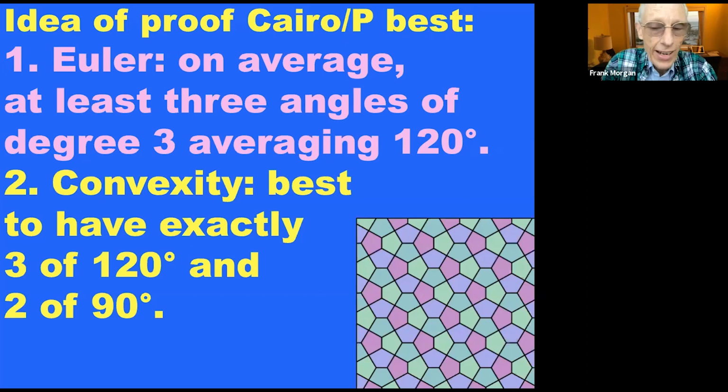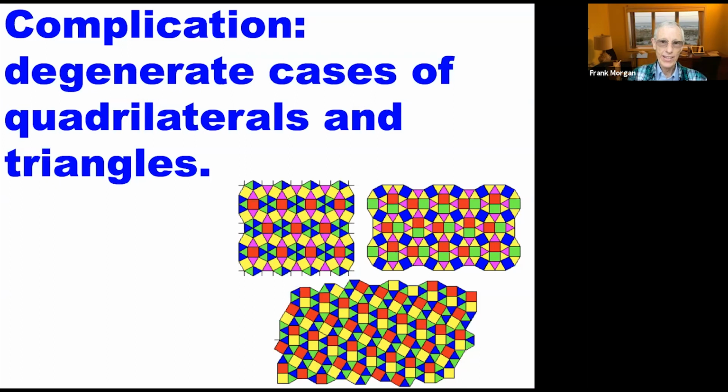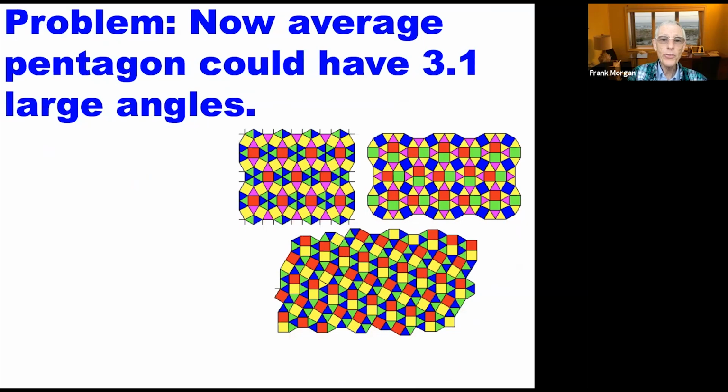But the difficulty actually comes from the fact that you have to, for compactness reasons, admit degenerate pentagons, that is quadrilaterals and triangles. And the trouble with that is they're worse. So you'd think, well, just consider them separately. But then the pentagons that you're left with could have on the average 3.1 large angles. And you can hardly say that it would be best for all of them to have exactly 3.1 large angles. That doesn't make any physical sense.